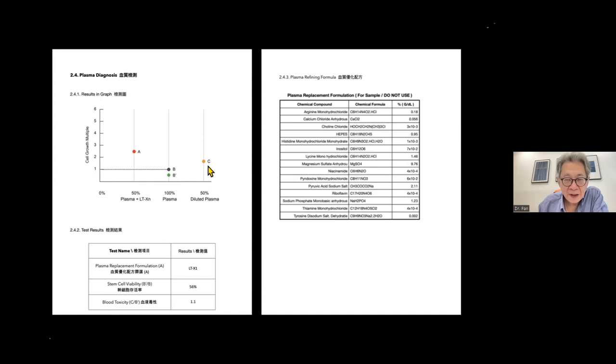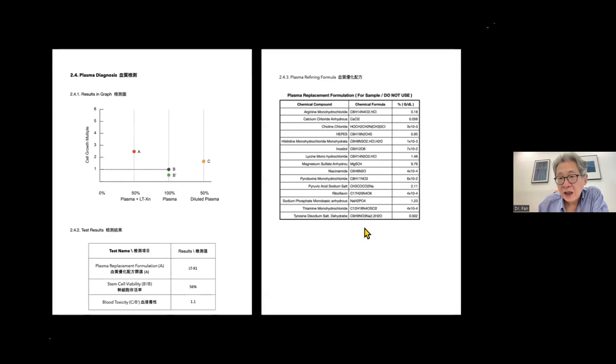And if you dilute the plasma with 50% of formulation, then you can see the stem cell viability has room to grow, from 1.5 to 2.5, okay? So that is the aim of the target for the plasma conditioning. And this is how you see the data.